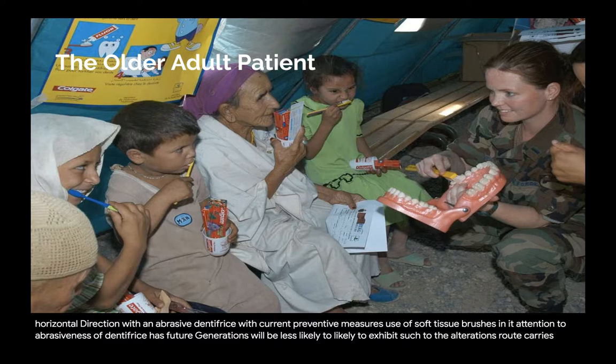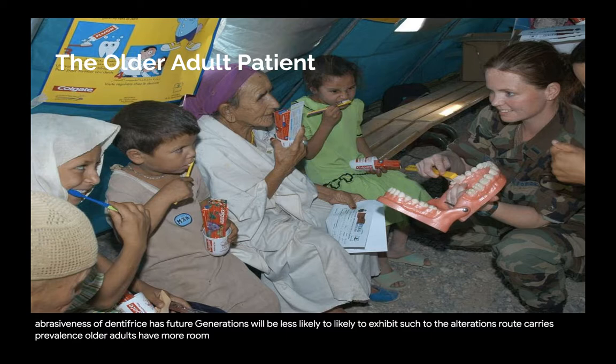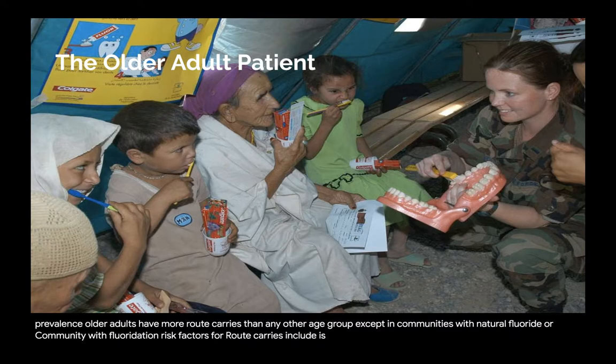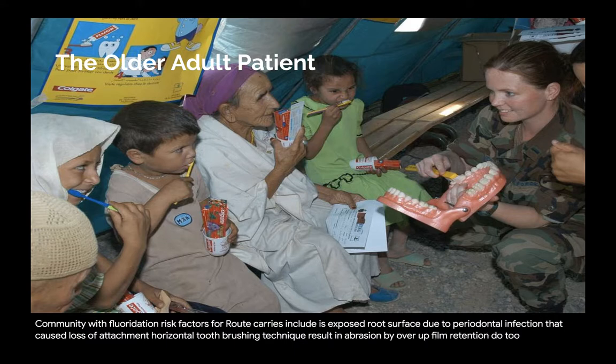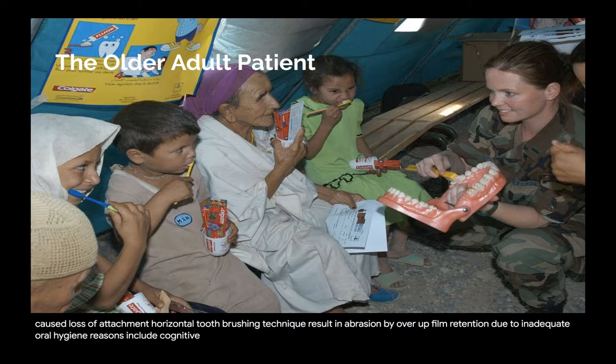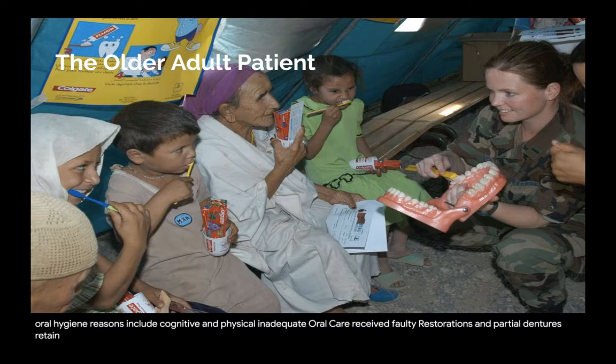Root caries. Prevalence. Older adults have more root caries than any other age group, except in communities with natural fluoride or community fluoridation. Risk factors for root caries include exposed root surface due to periodontal infections that cause loss of attachment, a horizontal toothbrushing technique resulting in abrasion, and biofilm retention due to inadequate oral hygiene. Reasons include cognitive and physical disabilities that hinder biofilm removal, inadequate oral care received, faulty restorations and partial dentures that retain cariogenic food substances and biofilm, xerostomia medications, a high carbohydrate diet, and frequency of snacking on fermentable carbohydrates. A combination of these factors increases the risk.